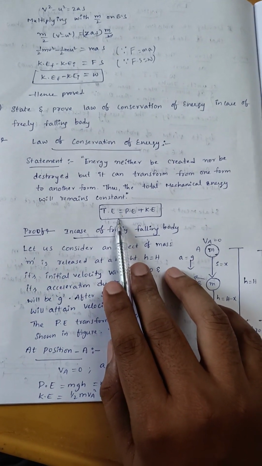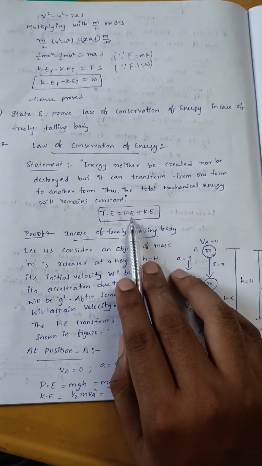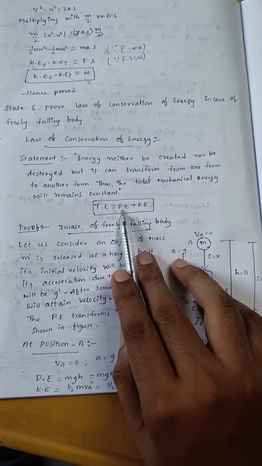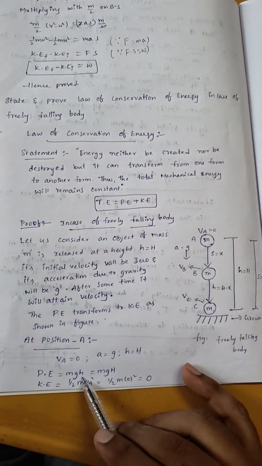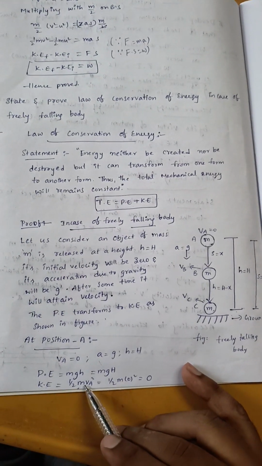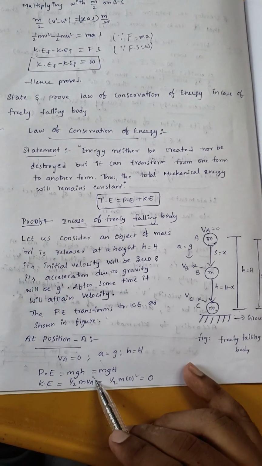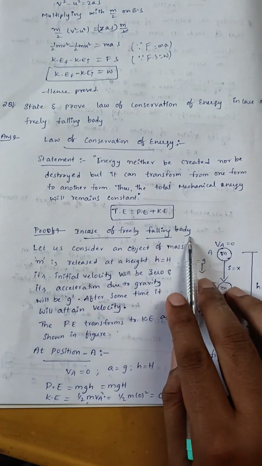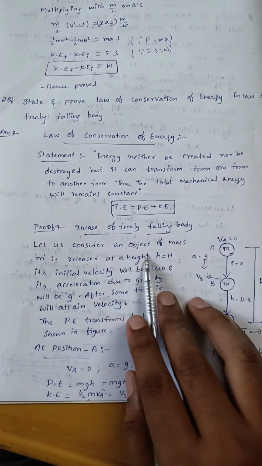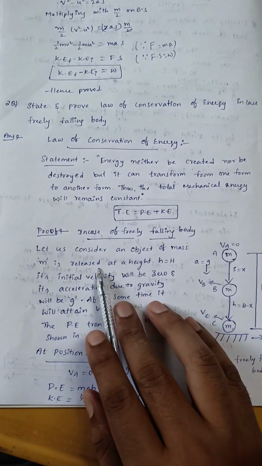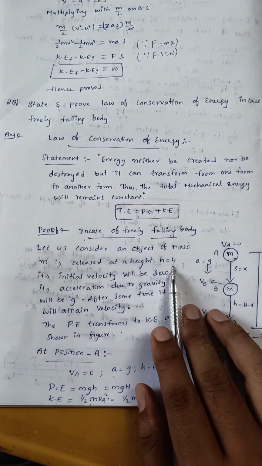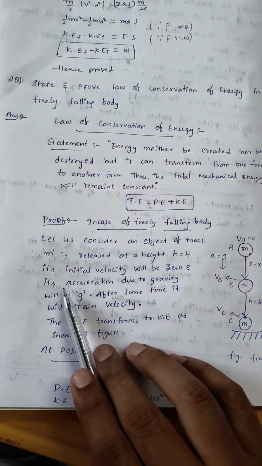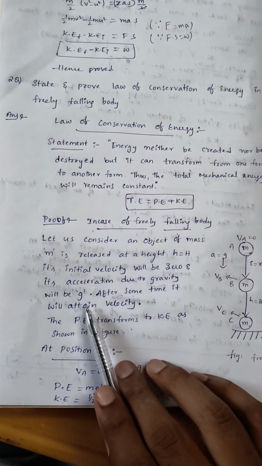The formula of total energy is potential energy plus kinetic energy. What is the potential energy formula? mgh. For kinetic energy, the formula is half mv square. Now, in case of a freely falling body, let us consider an object of mass m released at a height h equal to capital H. The initial velocity will be 0 and its acceleration due to gravity will be small g.